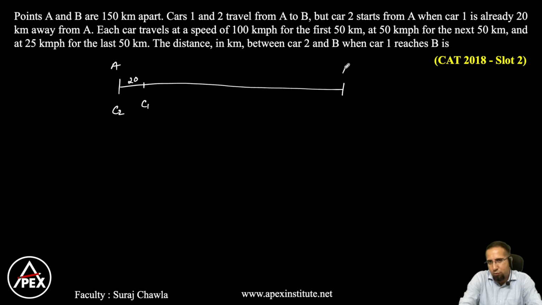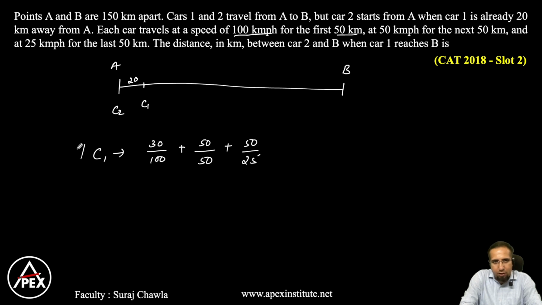Now, let's understand what is happening. Car 1 has to reach B. I'm told that it travels at 100 kilometers an hour for the first 50 kilometers. Now, car 1 has already crossed 20, so car 1 will travel 30 by 100. This is the time taken for the first 50 kilometers. I repeat, 20 kilometers is already done. For the next 50 kilometers, it's traveling at 50 kilometers an hour, and for the last 50 kilometers, it's traveling at 25 kilometers an hour. This is the time taken by car 1.